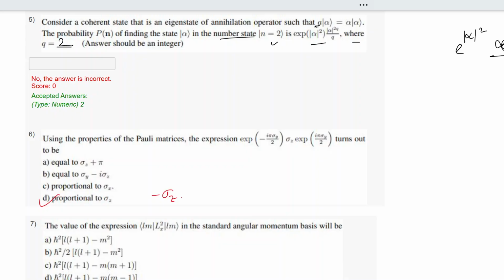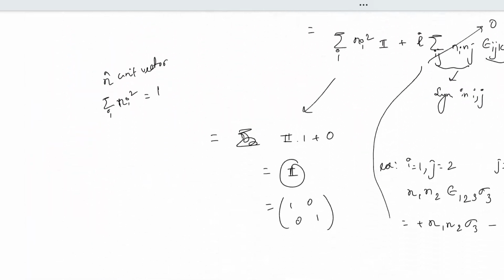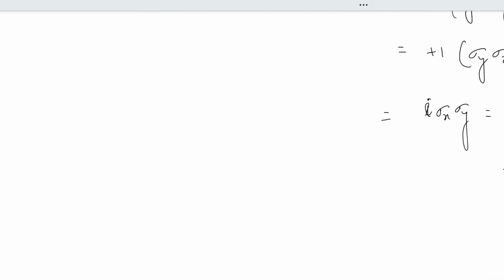Now question number 7, the value of the expression lm lx squared lm, this is the expectation value taken of the operator lx squared in the standard angular momentum basis will be out of this, which is the correct answer. So for that, let us choose a blank page again and start solving. So you see the operator we have is lx squared, and you have to take an expectation value of that.